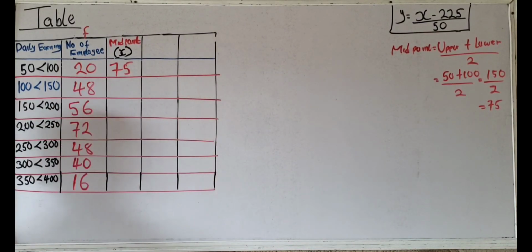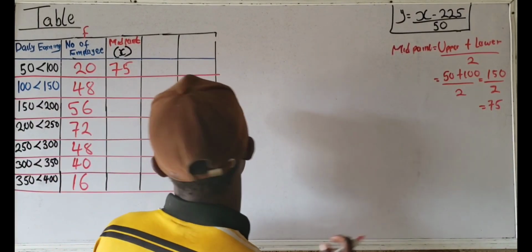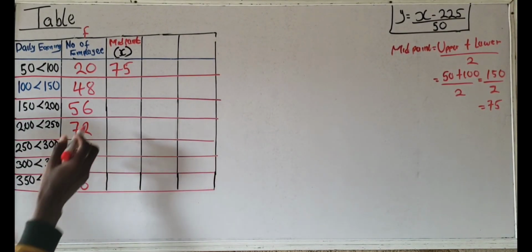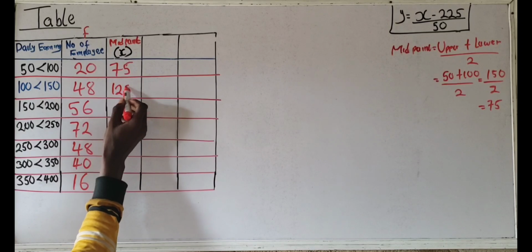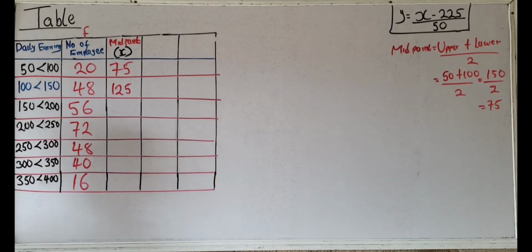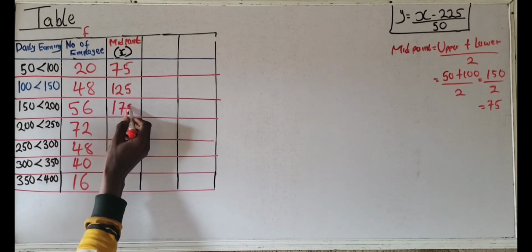Now, for the next cells, we're going to have 100 plus 150 divided by 2. 100 plus 150, that is what? 250. 250 divided by 2, that is 125. So here I'm going to have 125. For these cells, I'm going to have 150 plus 200 divided by 2. 150 plus 200 is 350. 350 divided by 2, that is 175. So I'm going to have 175 here.